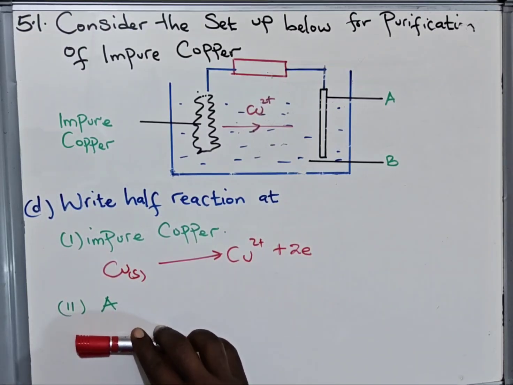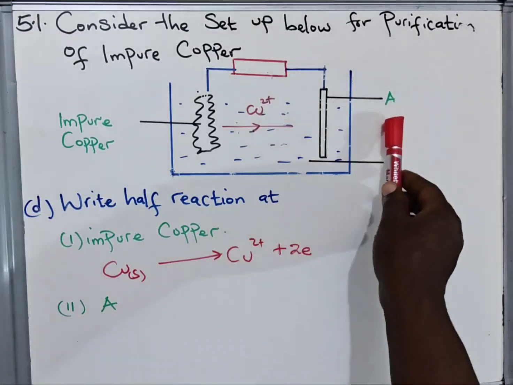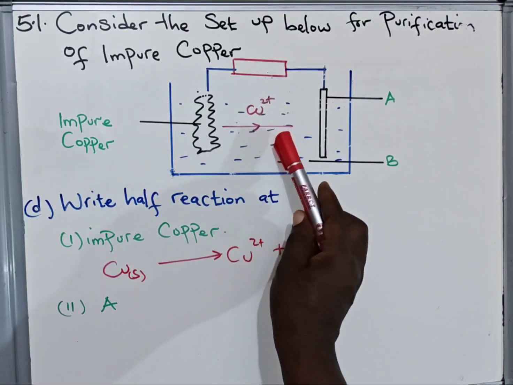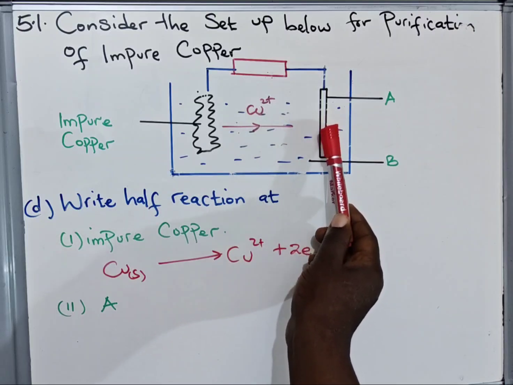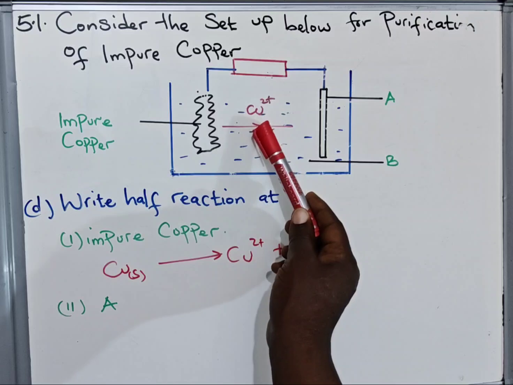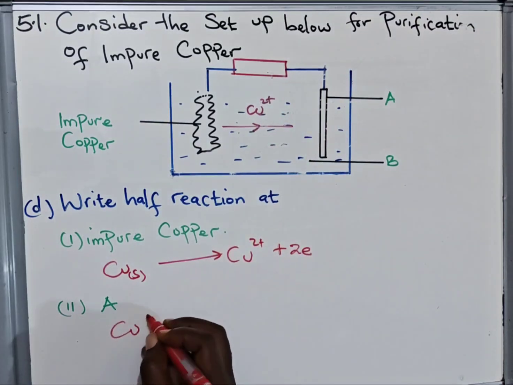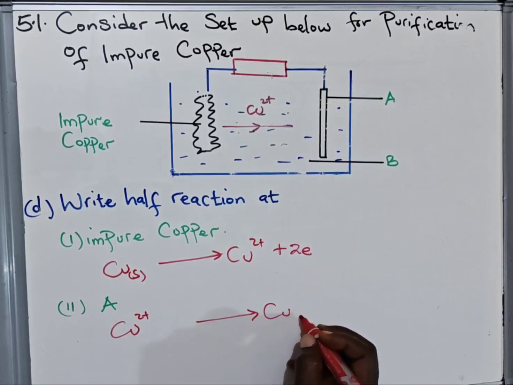Then we come to this question. It says, right half reaction at A. This is the electrode A we are talking about. And what's happening at electrode A? From the intention, we know that at electrode A we are going to have copper deposited there. And so the change is from copper ions to copper solid. It's from Cu2+ ions to copper solid.